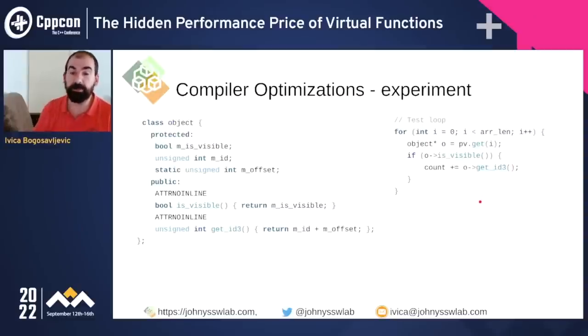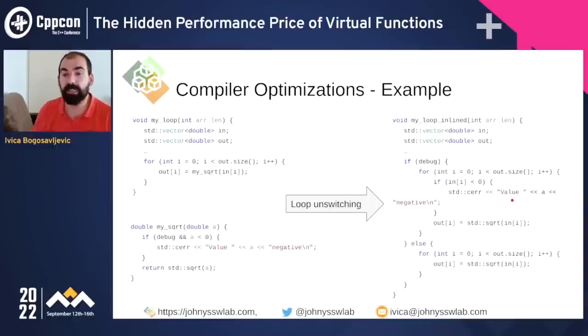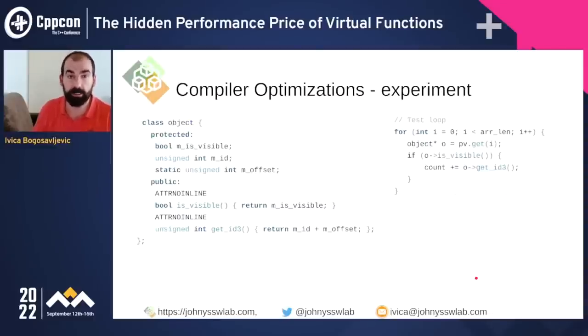Okay, so this explains what happens when the compiler inlines. So inlining with loop unswitching enables vectorization.